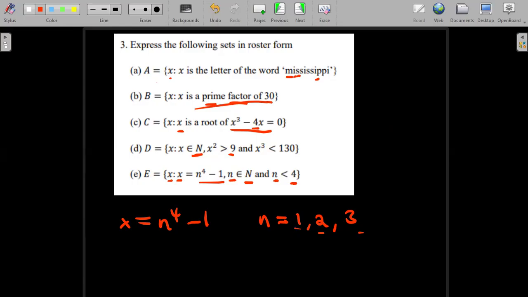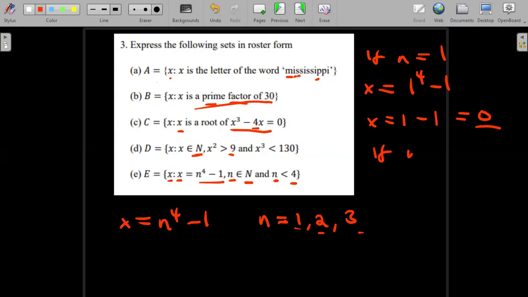So these here are the values of n. Those being the values of n, what am I gonna do now with them? I'm going to replace these values of n. So if n is 1, I'll have x is going to be equal to 1 to the power 4 minus 1. 1 to the power 4 is just going to be 1. And I have 1 minus 1, and this is going to give me that x is just going to be equal to 0. So the first value I have is 0.